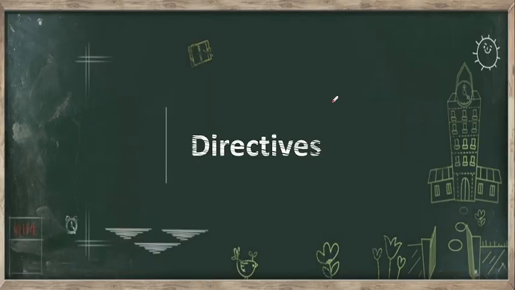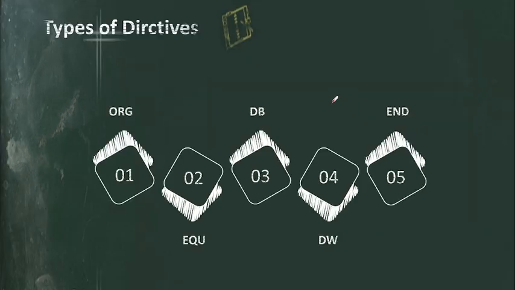Then what is the use of it? Let us understand. The directives are of 5 types. First let us see these, and one by one we will understand the use of all these directives in a program. The very first one is ORG. Then we have EQU, equate; DB, define byte; DW, define word; and END.